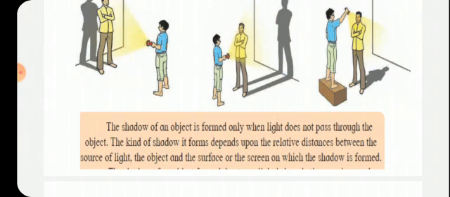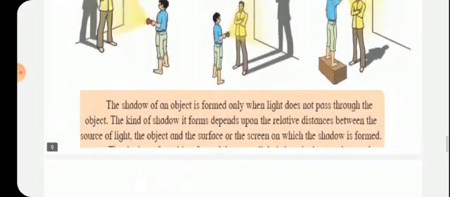This change in the shadow depends on the source of light, the object, and also on the surface on which the shadow is formed. This is all about, children, the formation of shadow.